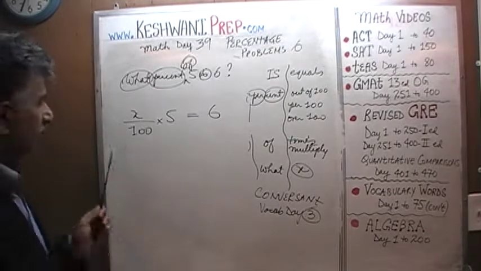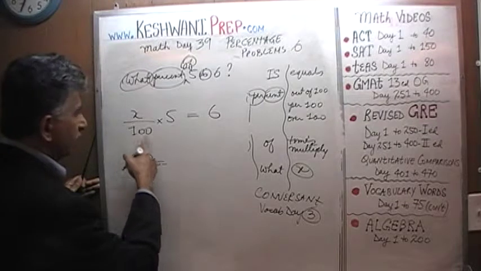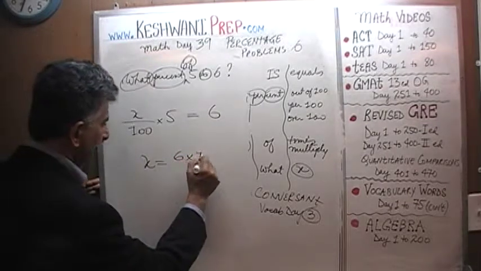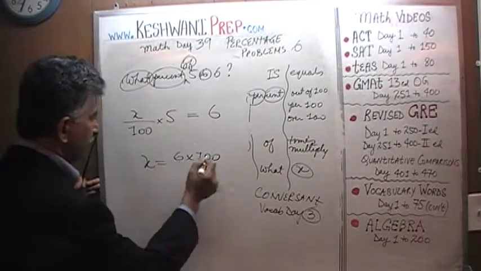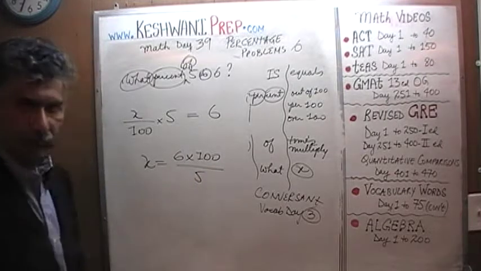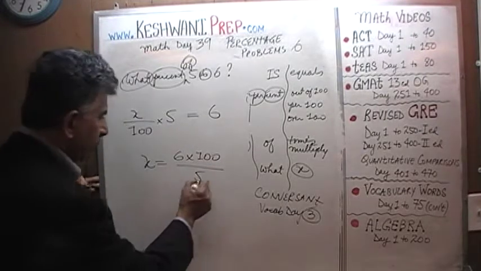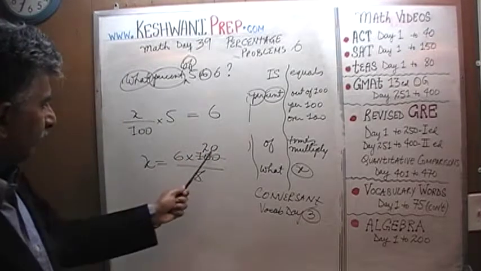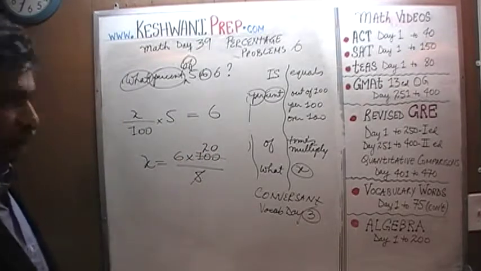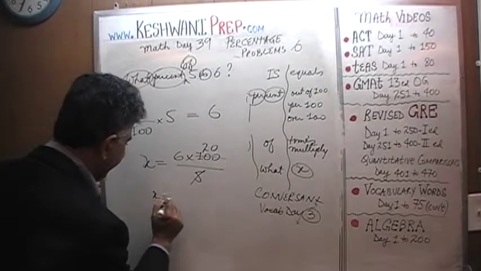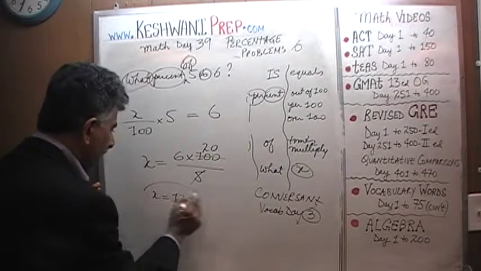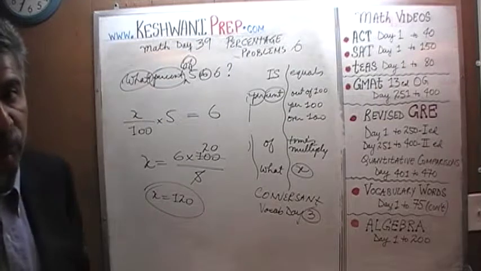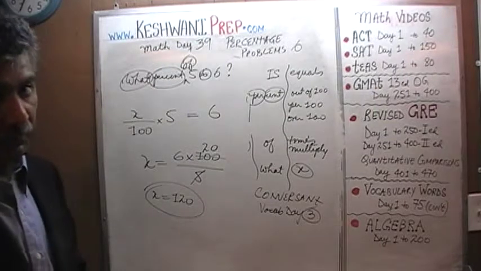Let's solve for x. And x will equal, bring the 100 to the top here, we end up with 6 over 100, 6 times 100, bring the 5 to the bottom, divide top and bottom by 5, and there are 20 5s in 100. 6 times 20 is 120. So that's our answer. X equals 120 is what we're claiming.